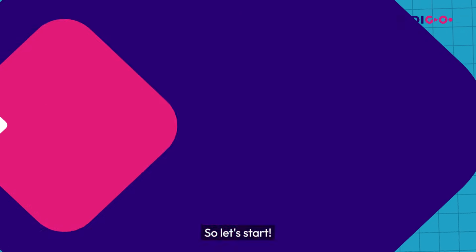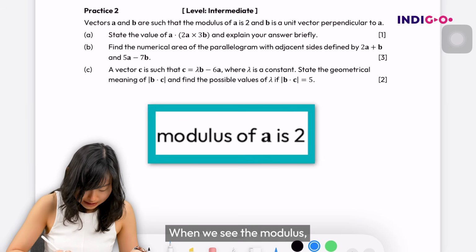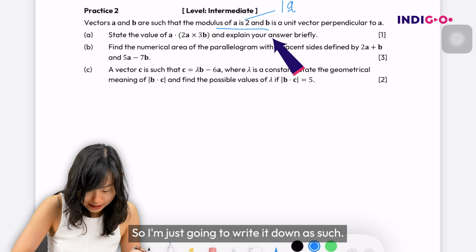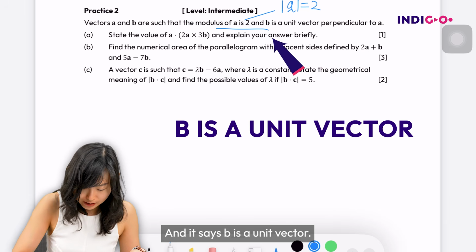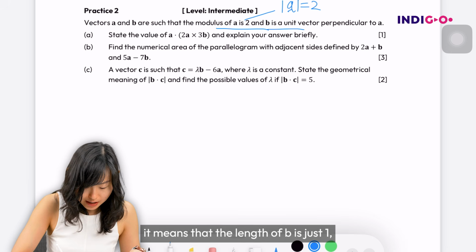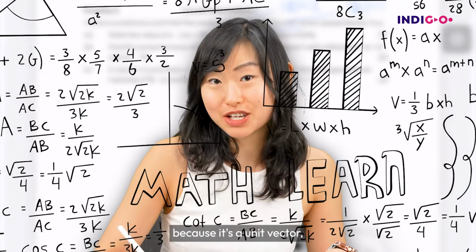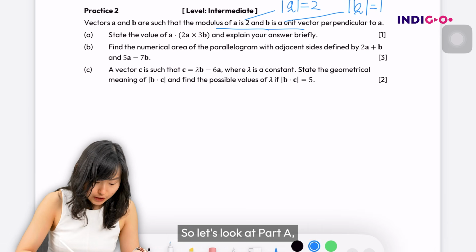So, let's start. Vectors A and B are such that the modulus of A is 2. When they say the modulus, it means that the length of this vector A is 2, so I'm just going to write it down as such. And it says B is a unit vector. If it's a unit vector, it means that the length of B is just 1. And B is also perpendicular to A. So let's look at part A.